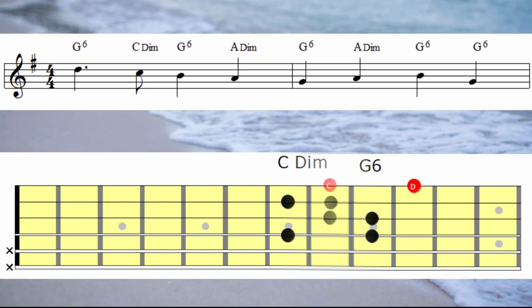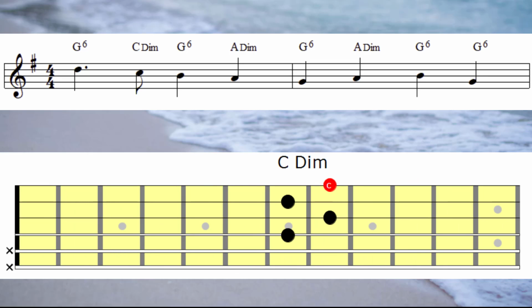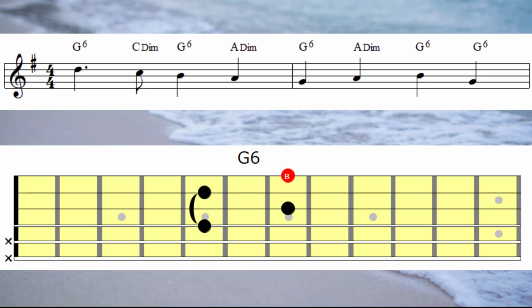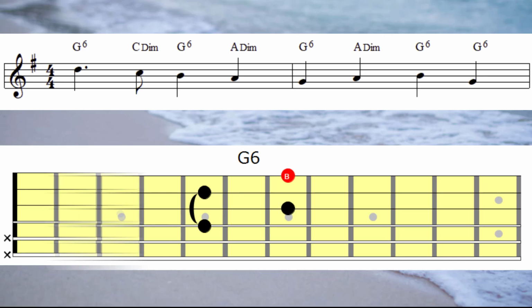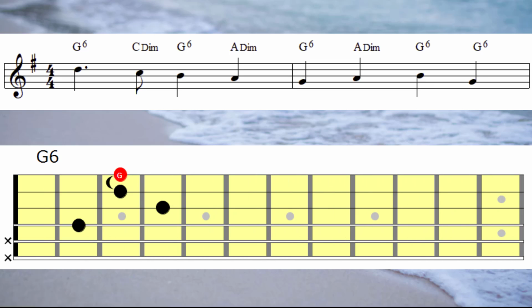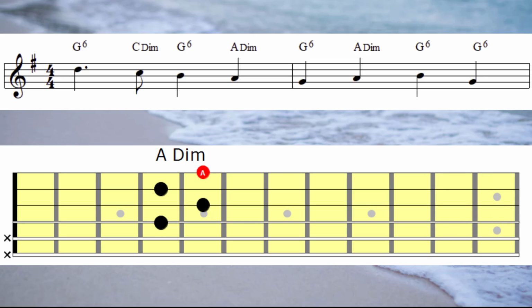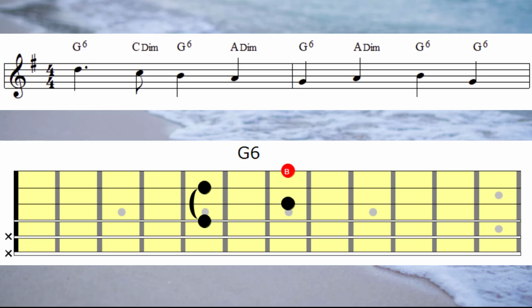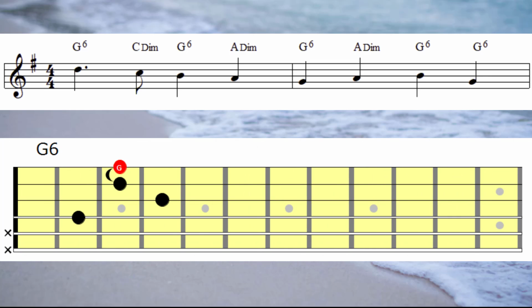Under the C, I'll be playing a C diminished. Under the B note, I'll be playing a G6. And under the A note, the last note in the first bar, I'll be playing an A diminished. In the second bar, I'll be playing G6 under the G note, A diminished under the A note. Under the B melody note, I'll be playing a G6, and under the G note, the last note in bar 2, I'll be playing a G6 chord.